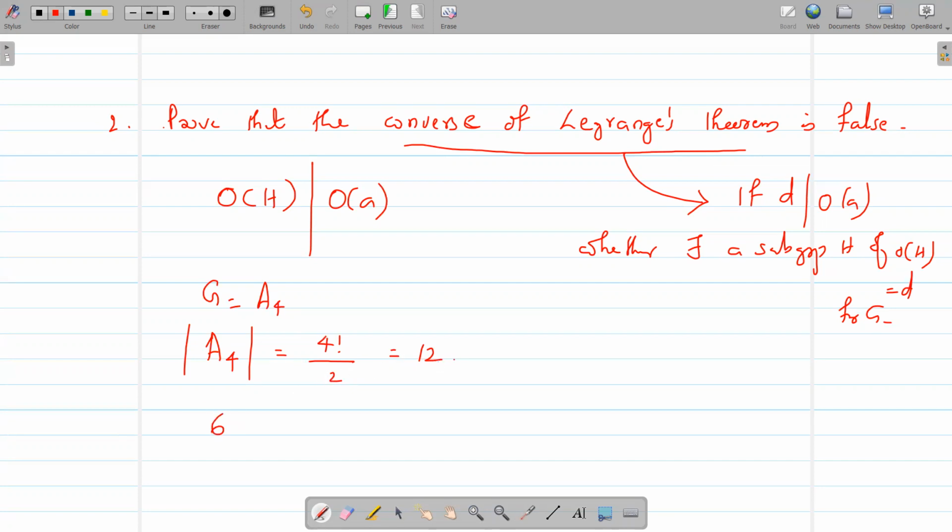Now we know that 6 divides 12. Now the question is whether there exists a subgroup H of G with order of H equal to 6. So then we will show that there exists no subgroup of A4 with order 6. അതുകൊണ്ട് ലഗ്രാഞ്ച് തിയറത്തിന്റെ കോൺവേഴ്സ് ശരിയായിക്കൊള്ളണമെന്നില്ല. ഒരു സംഖ്യ ഓർഡർ ഓഫ് Gയെ ഡിവൈഡ് ചെയ്തു എന്നുള്ളത് കൊണ്ട് Gക്ക് ആ ഓർഡർ ഉള്ള ഒരു സബ് ഗ്രൂപ്പ് ഉണ്ടായിക്കൊള്ളണമെന്നില്ല. അതേസമയം ഏത് സബ് ഗ്രൂപ്പ് എടുത്താലും അതിന്റെ ഓർഡർ Gയുടെ ഓർഡറിനെ ഡിവൈഡ് ചെയ്യുകയും ചെയ്യും.